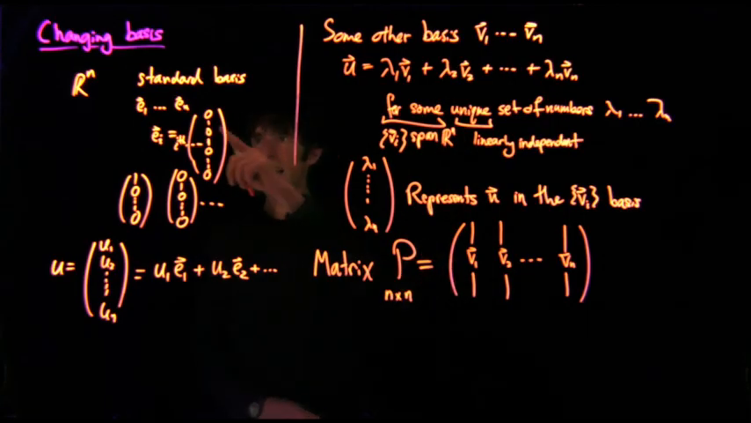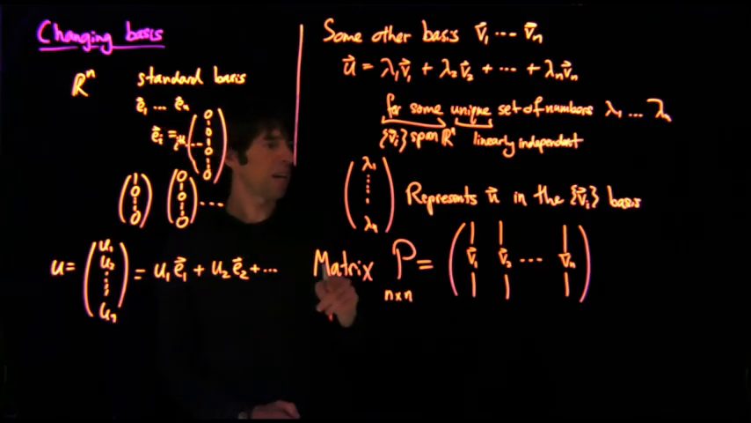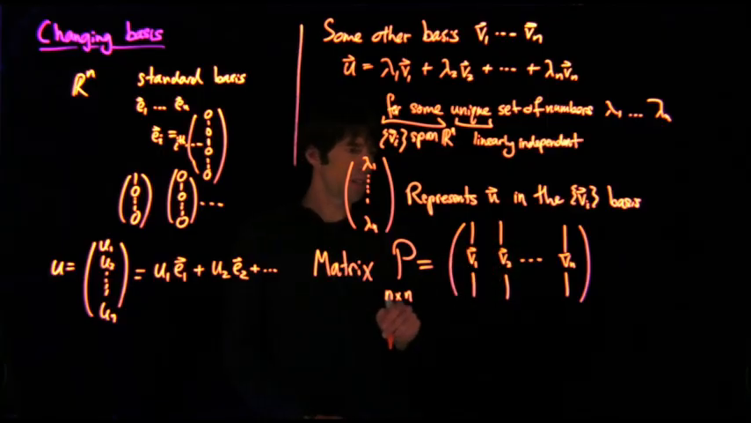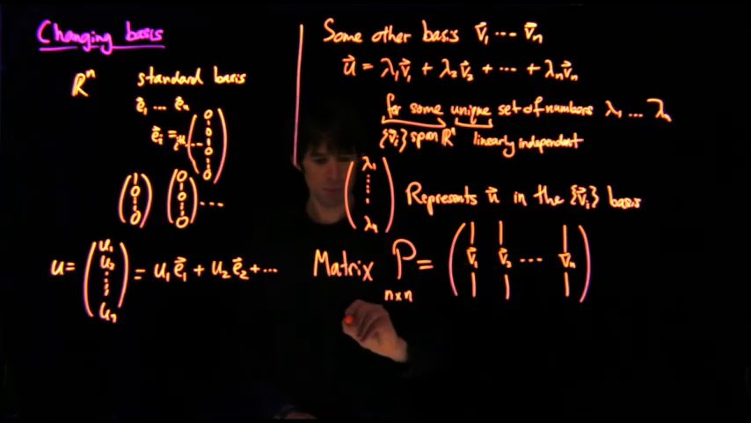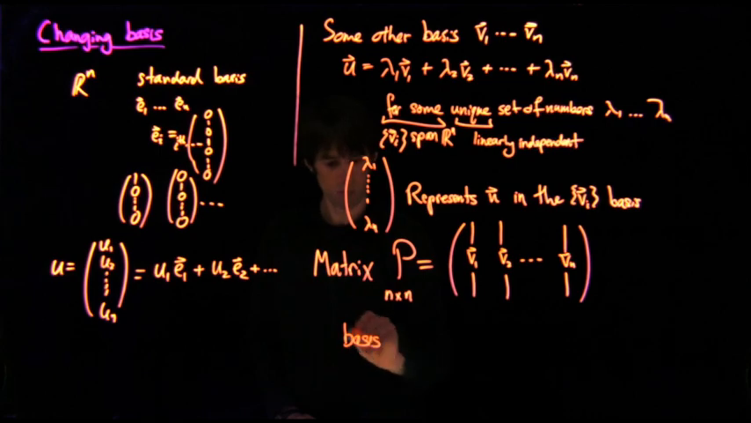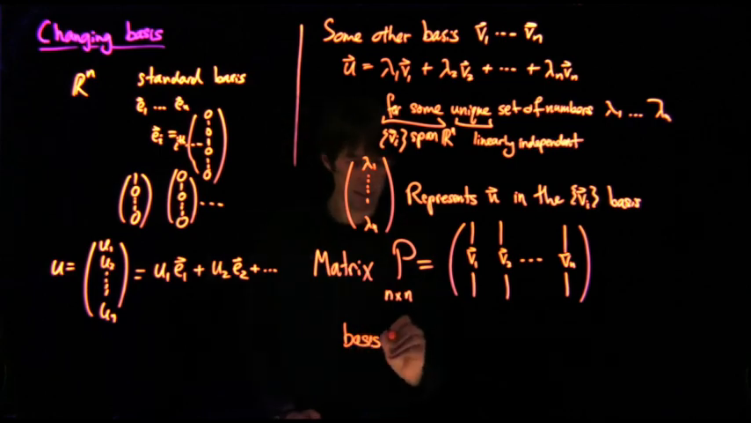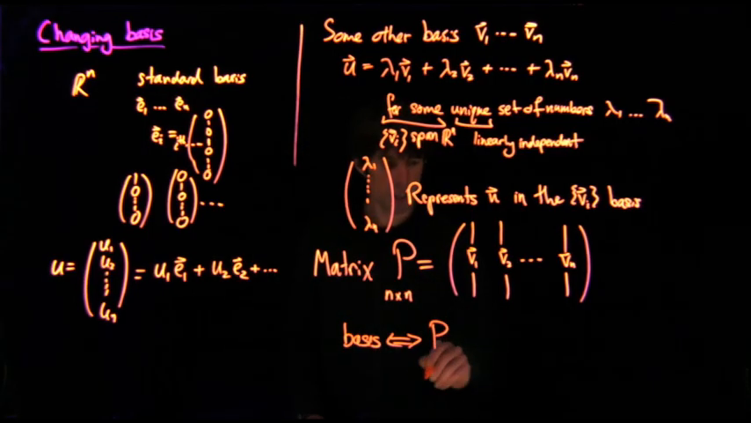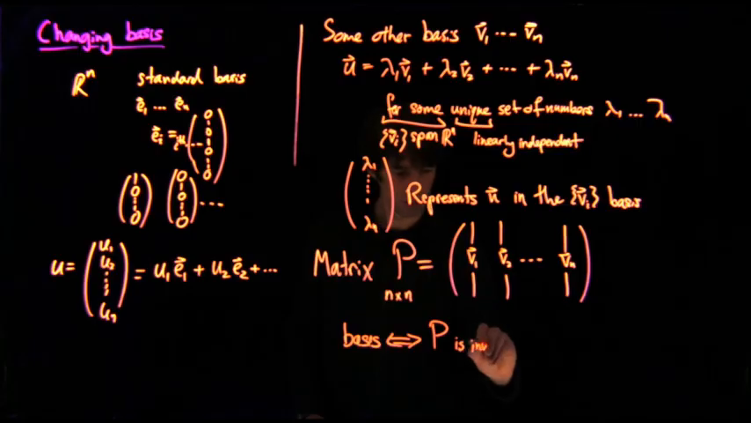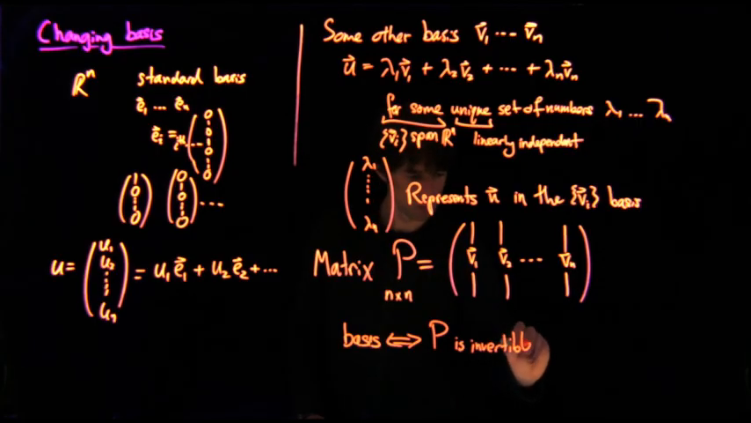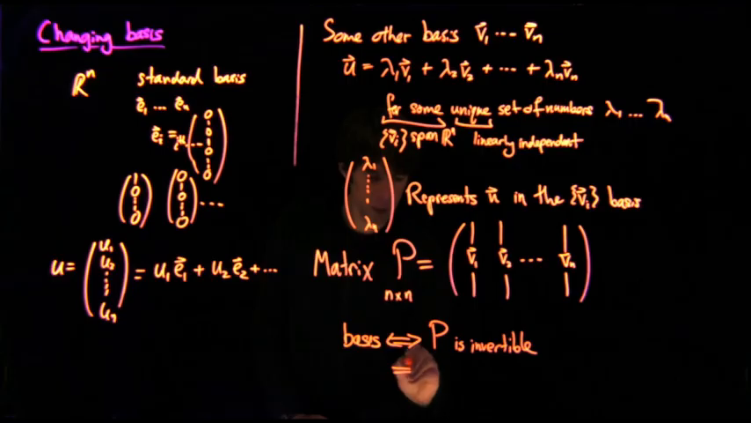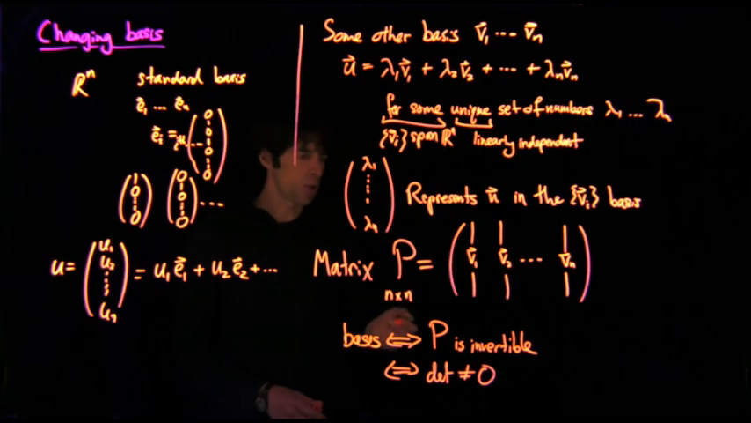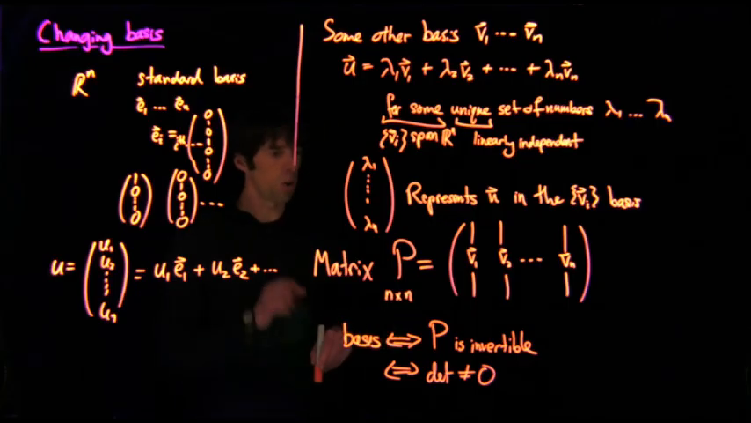If I did this with the standard basis vectors, then what I would get is the identity matrix. But in this case, if these are not the standard basis, I get some other matrix. And the fact that these vi's are a basis is equivalent to this matrix P being invertible, which is equivalent to the determinant being non-zero, and also equivalent to the kernel being only the 0 vector.